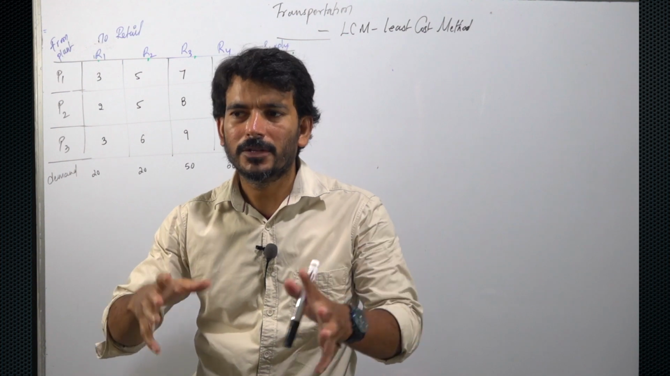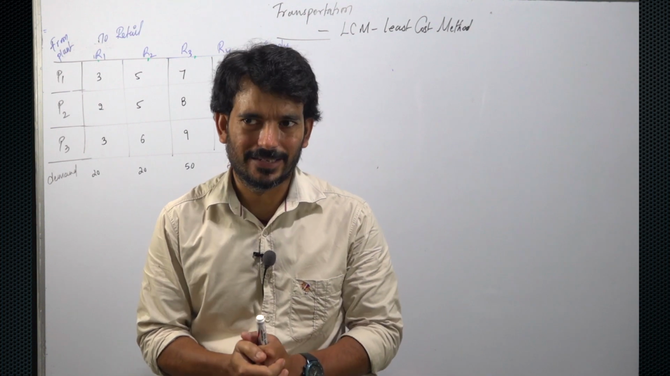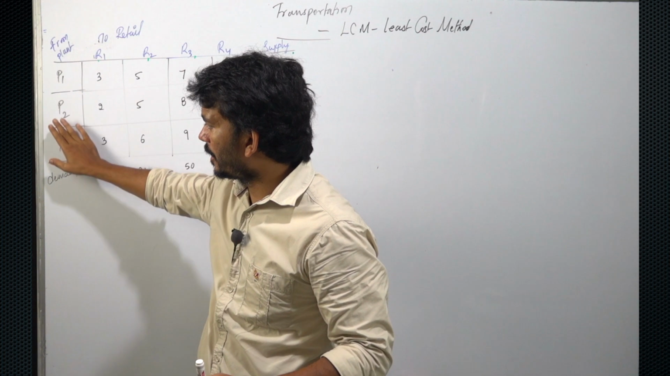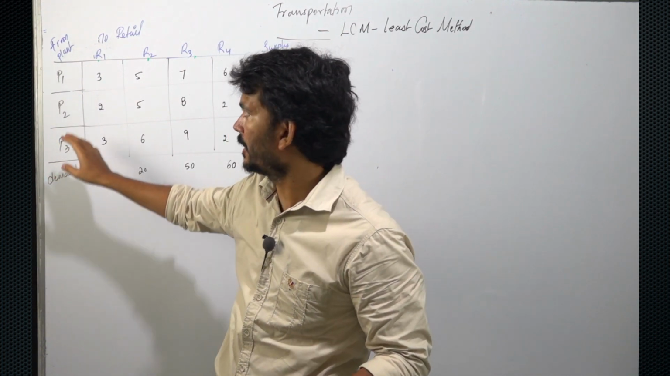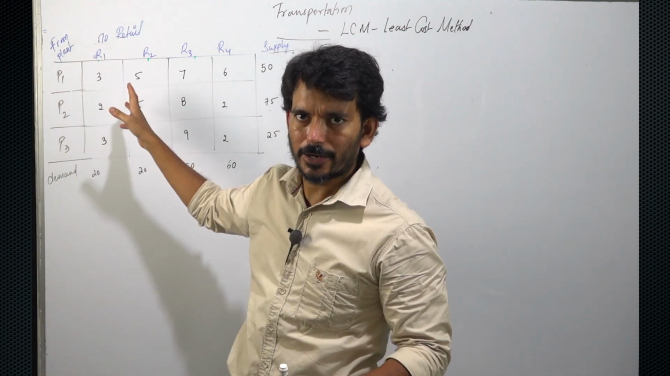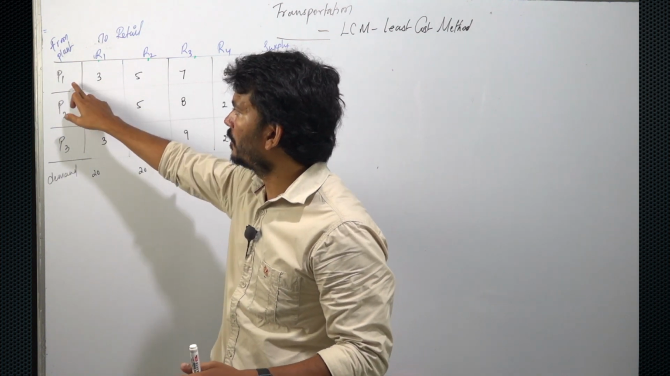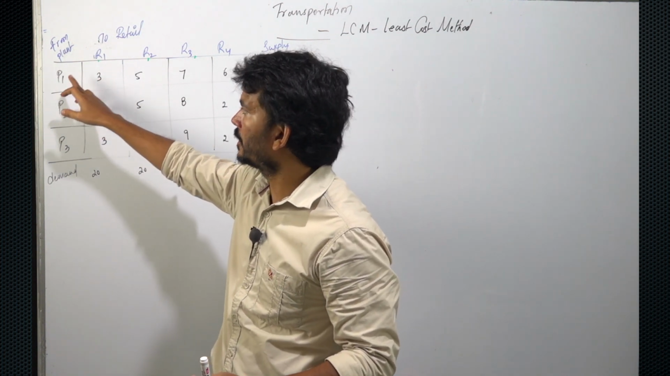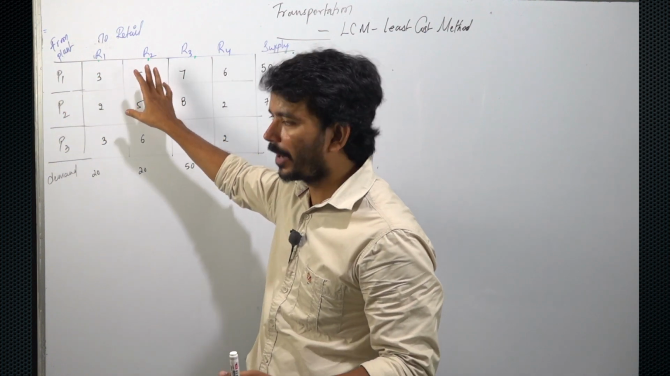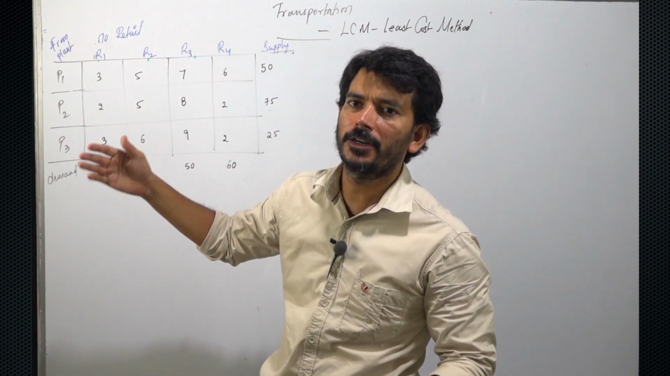So solving the same problem with different methods will give us an understanding of which method gives the best results. The problem is that there are 3 plants for one manufacturing entity. They have 4 retail stores. From each plant, they need to transport their goods to different retail stores, and the cost involved is this much. Like from plant number 1 to retail store number 1, 3. Plant number 1 to retail store number 2, 5, like that. They have given the transportation cost from each plant to different retail stores.